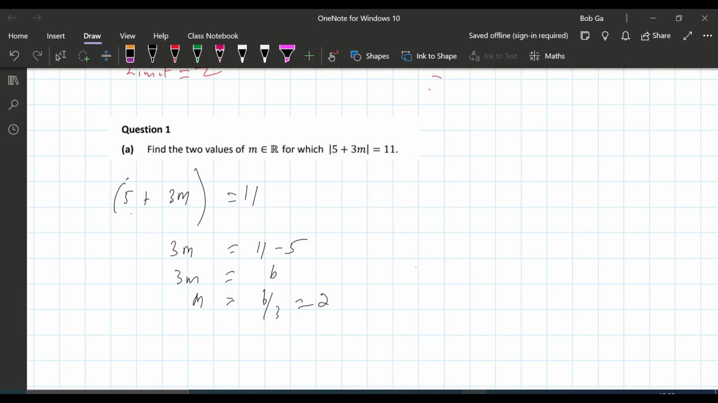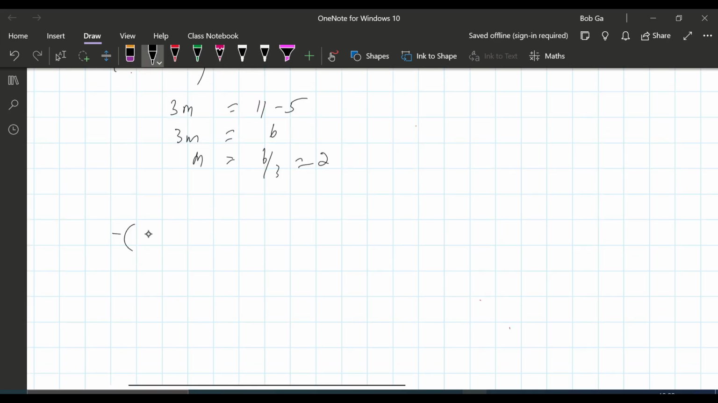So if we come here, the absolute value of negative of 5 plus 3m is still equal to 11. Now we expand: negative 5, negative 3m, expanding with the negative sign. So negative 3m is equal to 11, and when negative 5 crosses over the equal sign, the operator changes and it becomes positive. So it becomes 11 plus 5.